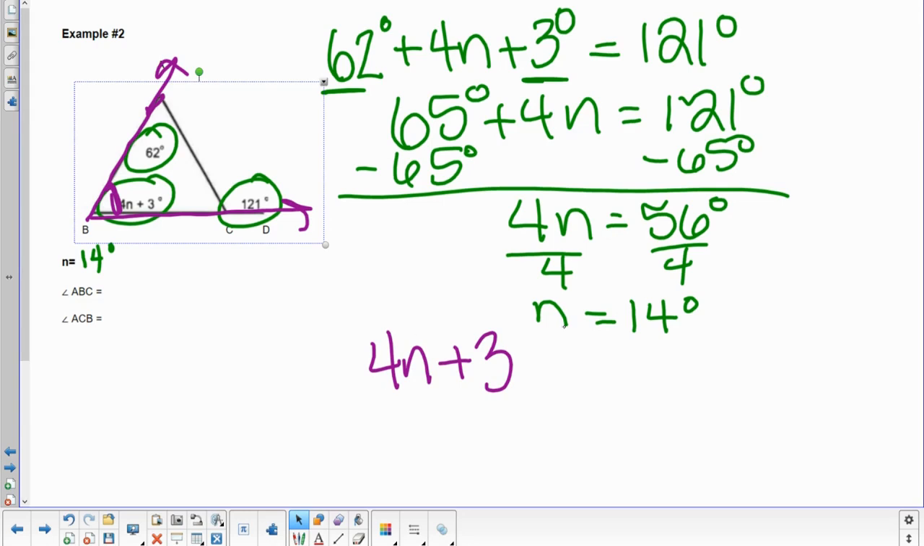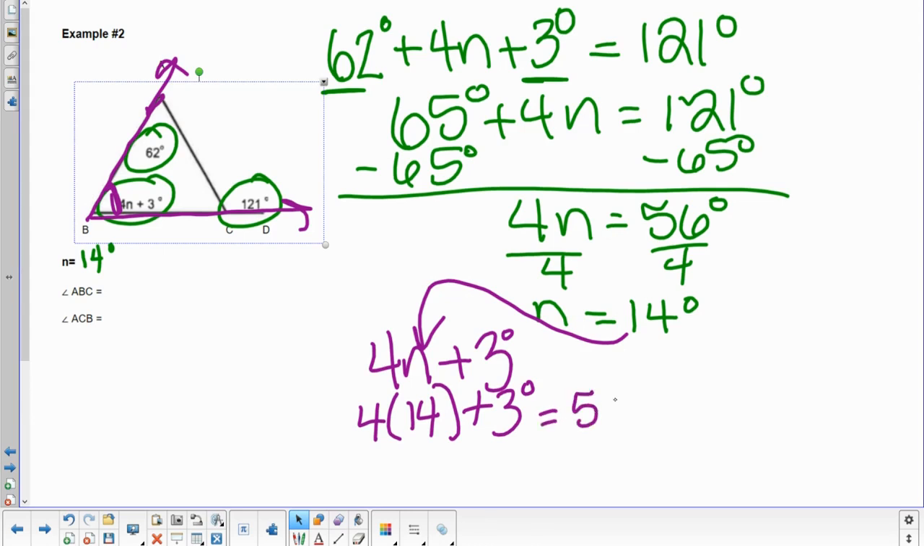Since we just found out that n is 14, we're going to plug that in. So 14 times 4 plus the 3 degrees that are already there. And we do our math. Throw it in your calculator if you need to. And we find out that is 59 degrees. So this one's 59.